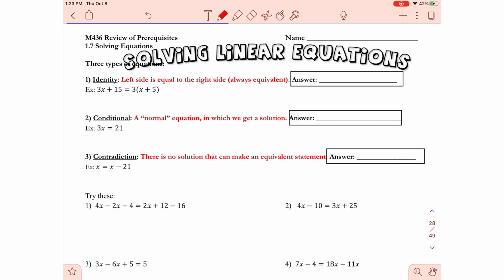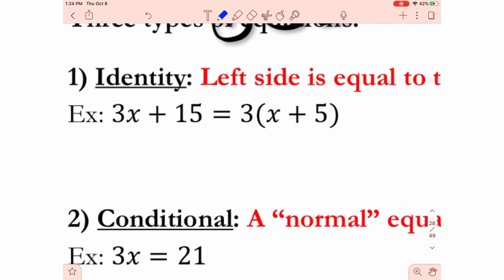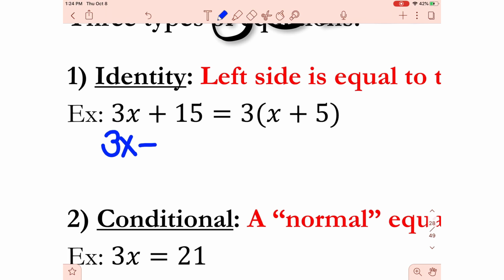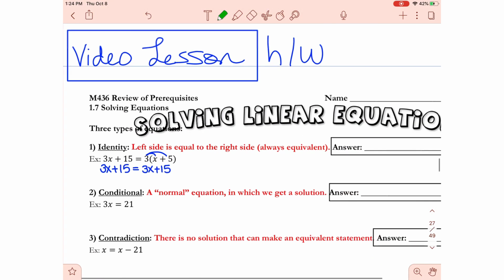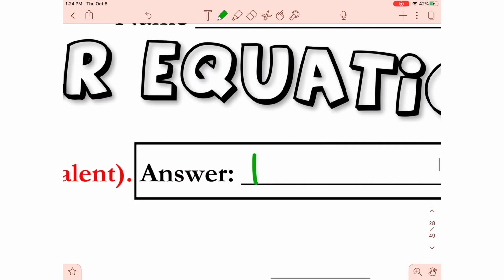All right, so let's quickly talk about the 3 types of solutions I get while solving a linear equation. I could have an identity equation. An identity equation is when the left side is equal to the right side. So here is an example. If I have 3x plus 15, and when I distribute the 3 on the other side, I also get 3x plus 15. I can stop here and say, oh, this is the same thing on the left as it is on the right, the exact same. In this situation, the answer is going to be infinitely many solutions, IMS.